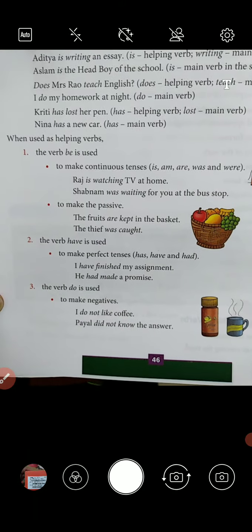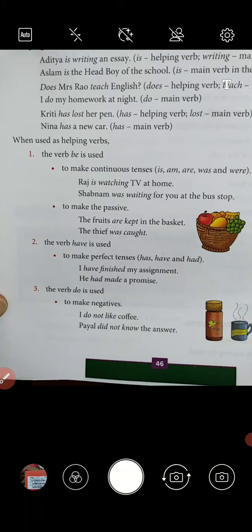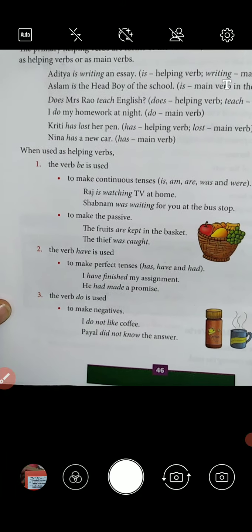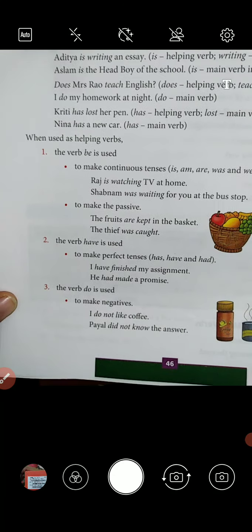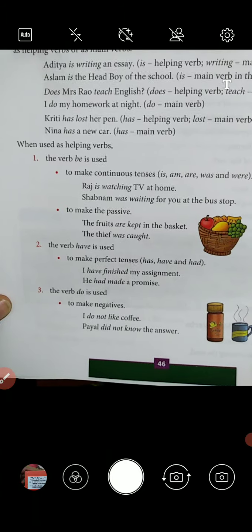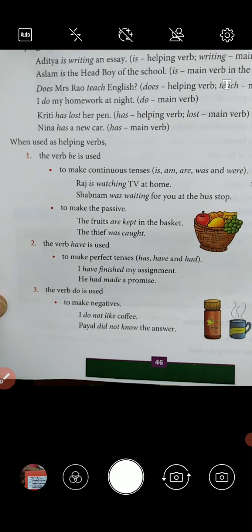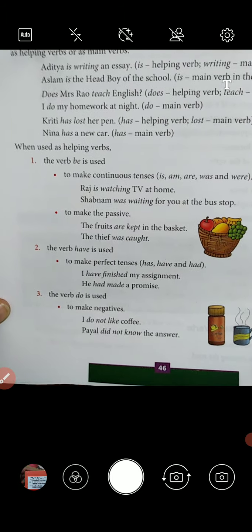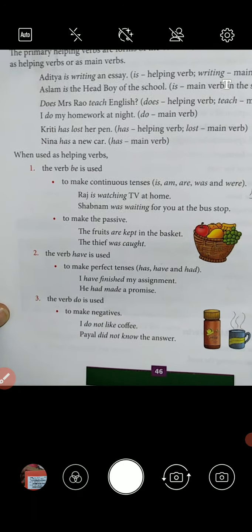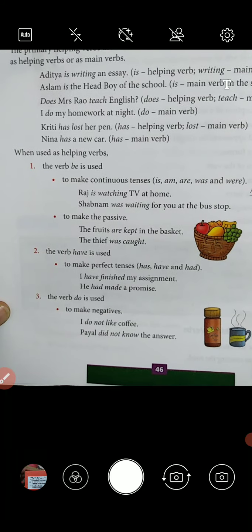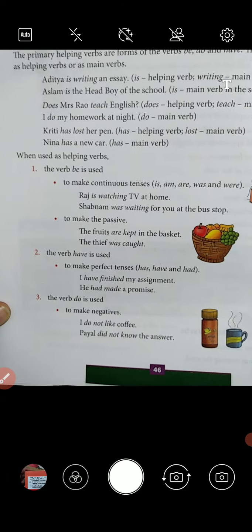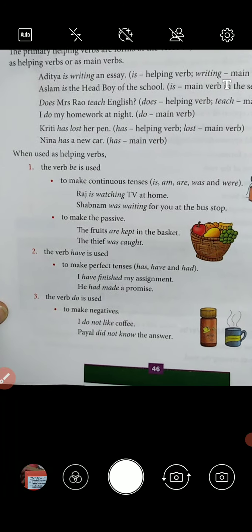Now next one, the verb do is used to make negatives. I do not like coffee. So in this sentence, look into the sentence. It says I do not like coffee. Mane coffee bilkul gamtu nathi. Do not like. So to tell something about negative, we use the verb do. So do not like is the verb in the sentence.